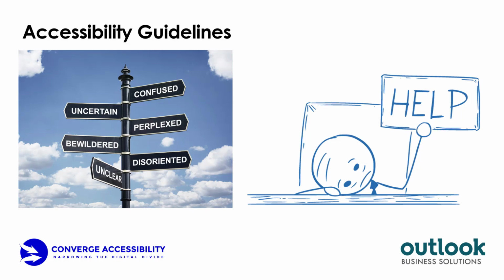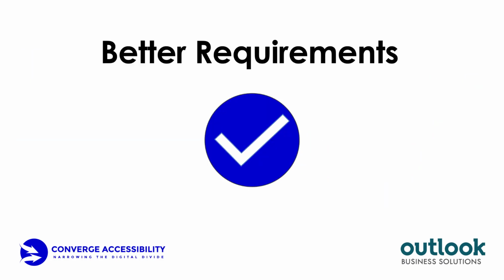So we can sum up the purpose of our approach in 2 words: better requirements. Well, what do we mean by that? The Web Content Accessibility Guidelines are structured in 4 tiers. You have principles, guidelines, success criteria, and techniques. It is the success criteria that we must conform to in order to meet these requirements.